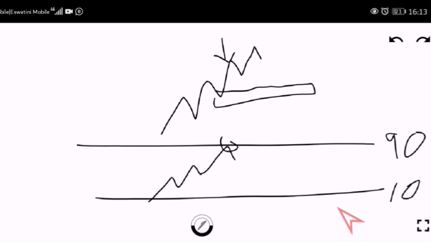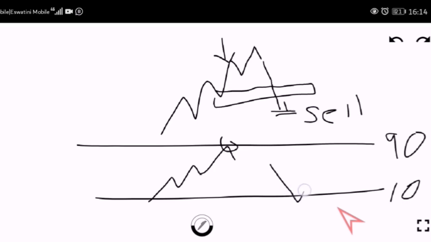It is your sell signal. You wait for price to come and cross or close below this key level. Close with a full candle, probably with two candles, and then you take a sell right away. Right here, you sell. So that's it. Same thing for a buy.